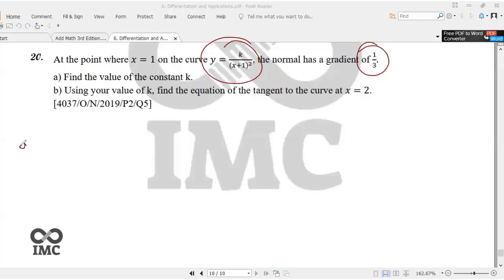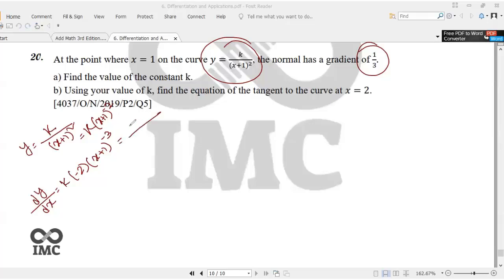Look, here y equal to k by (x plus 1) whole square. Okay. So if this one is there, so what will be the gradient? We can say gradient will be dy/dx. This one can be written as k into (x plus 1) to the power negative 2. So we can write k multiplied by minus 2 into (x plus 1) to the power minus 2 minus 1, minus 3. Or we can write minus 2k divided by (x plus 1) whole cube.